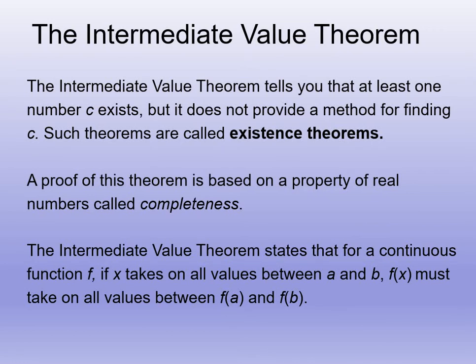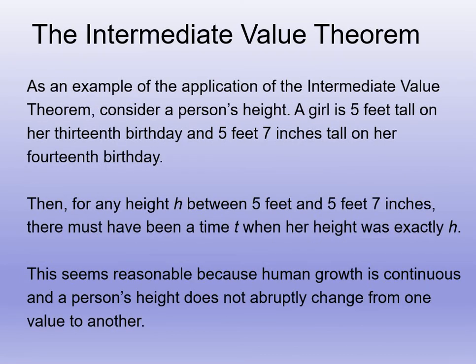If we take a look at it, this example might make more sense to you when we're talking about the intermediate value theorem. If we talk about someone's height, let's say there's a girl who's 5 feet tall on her 13th birthday, and then on her 14th birthday, she is 5'7". Well, we know that somewhere between her 13th birthday and her 14th birthday, she was 5'6", or she was 5'3". We know that there is a specific point in time where she was that value.